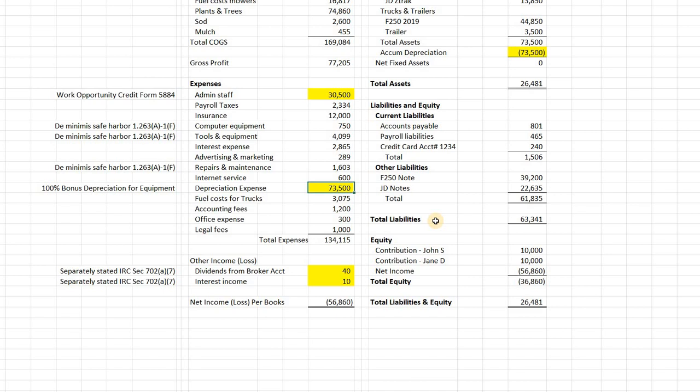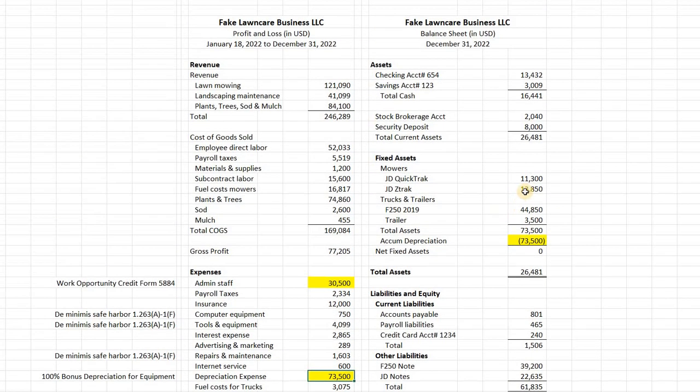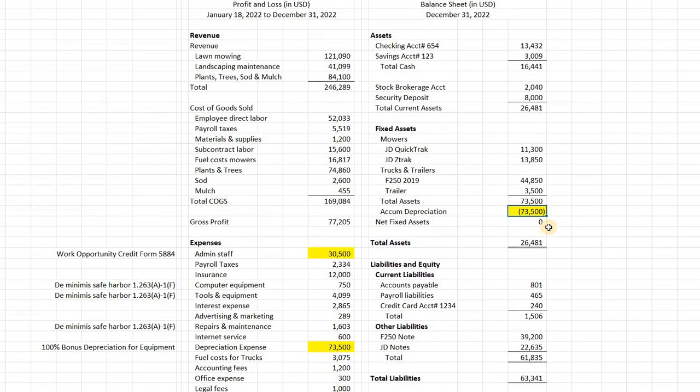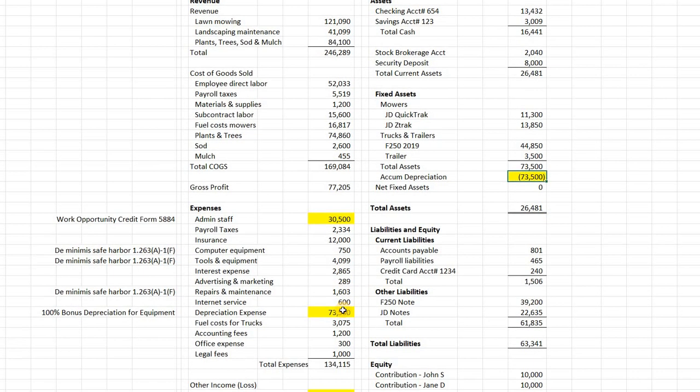So if we just quickly look at the balance sheet, here were the fixed asset purchases. So the two mowers, the trucks and the trailers there. The total all-in purchase price of all of those assets was $73,500. And because we're taking 100% bonus depreciation on everything, we've recorded accumulated depreciation of the same amount, and that is the depreciation expense for the year.